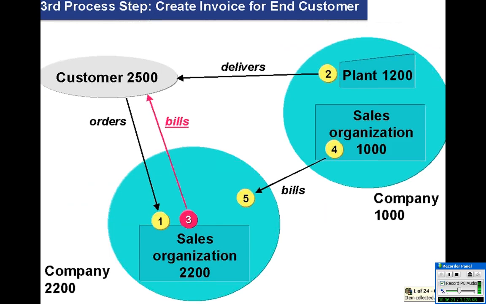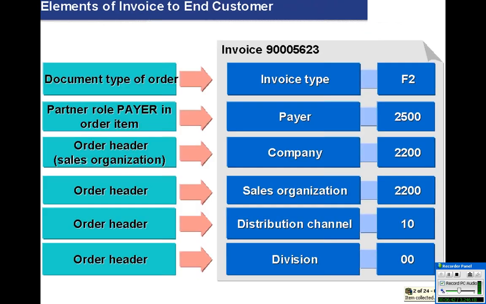Okay. So once we get the confirmation that the goods have been delivered from plant 1200 to customer 2500, sales organization 2200 will issue the bill. That will be the standard process. So for example, we have a sales order type OR1, we will create a delivery of LFS type, and this is an invoice of F2 type. This is pretty standard so far.